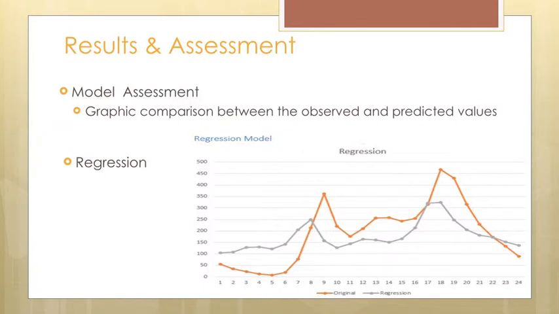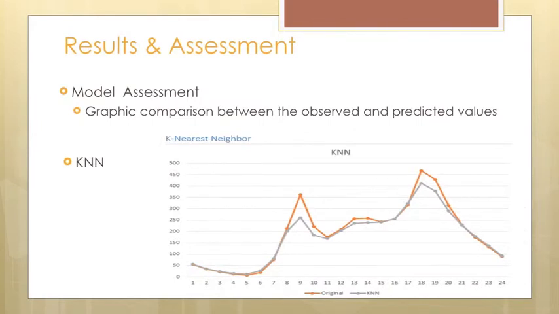Moving to the next one, which is the KNN, we can see that the predicted values are almost very closely following the original values. Seems like it's a good indication.